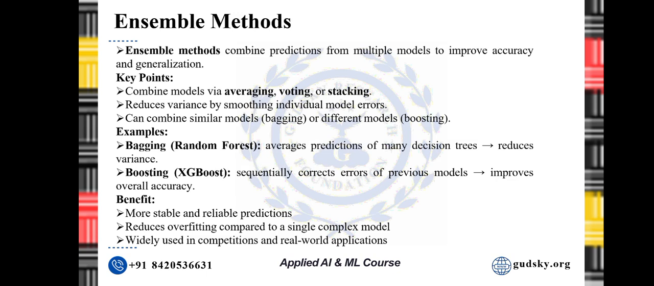So, a real world example: when you search something on Google, hundreds of smaller models vote or contribute to the final ranking. That's ensemble power in action. So, the benefits of ensembles are more stable and reliable results, better accuracy, and less proneness to overfitting than a single complex model. In short, one model can make mistakes, but many models together make wisdom.